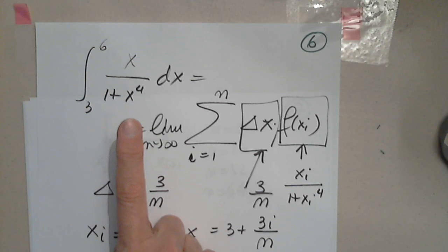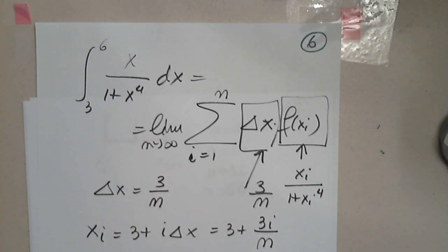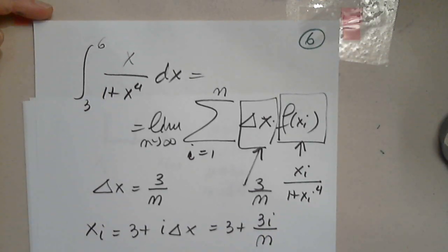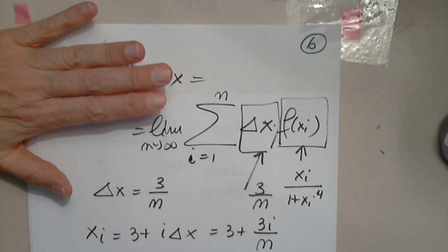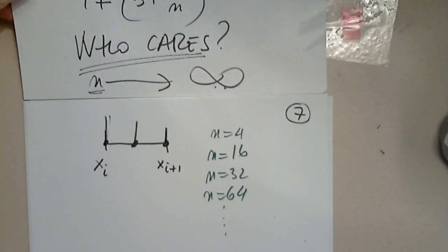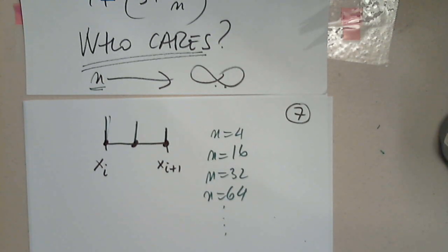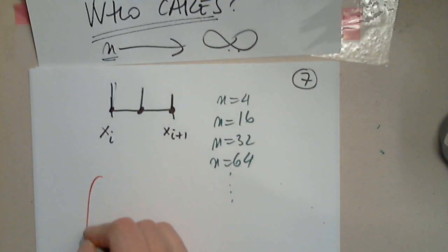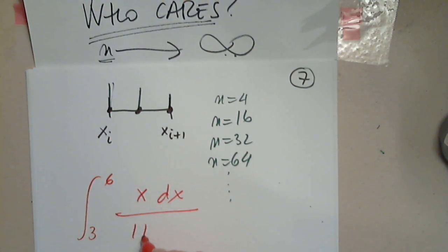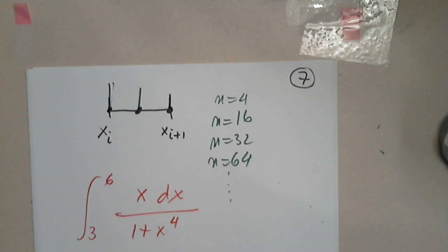So even if the problem said use the left endpoints of each subinterval as your sample points, it wouldn't even matter. No. But for this one, we can determine the exact area. Let's do it. So the integral from 3 to 6 of x dx divided by 1 plus x to the 4th.